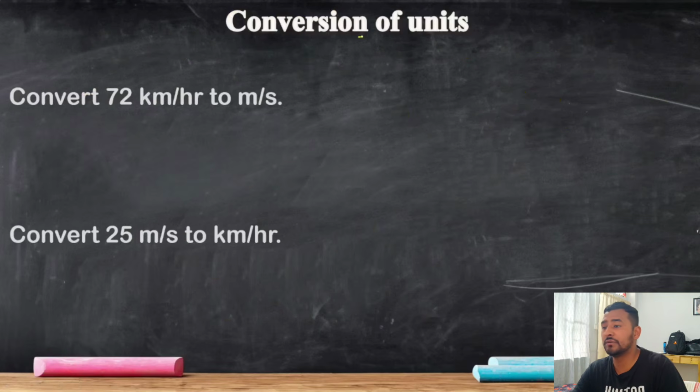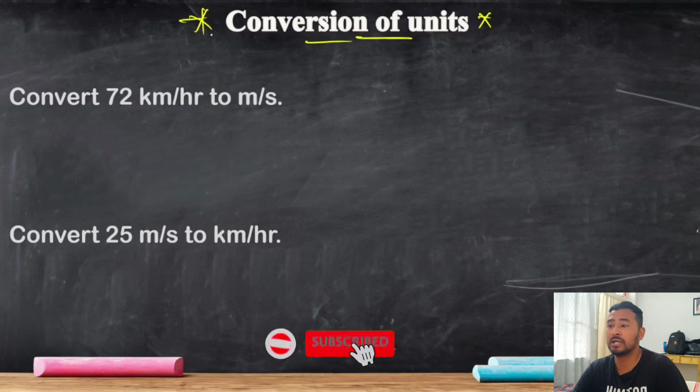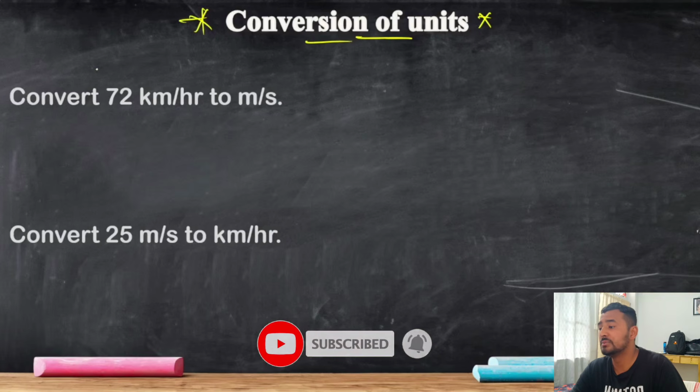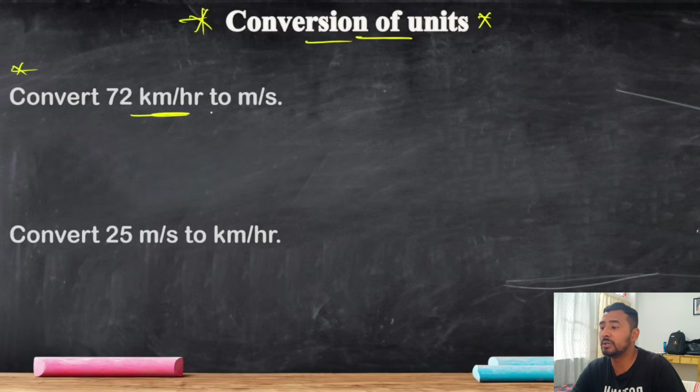See, conversion of units. Very important. Conversion of units. How will we convert? Suppose you are given this question: convert 72 km per hour to meter per second. Whenever you do questions on speed, time and distance, you should look for the units. In this case, it is given as 72 km per hour. This kilometer per hour is a unit, and this meter per second is also a unit of speed. Now how will you convert 72 km per hour to meter per second?